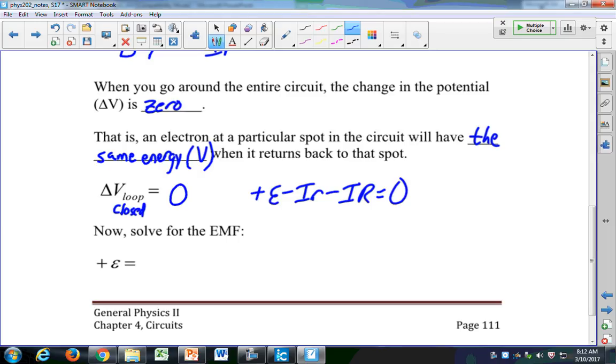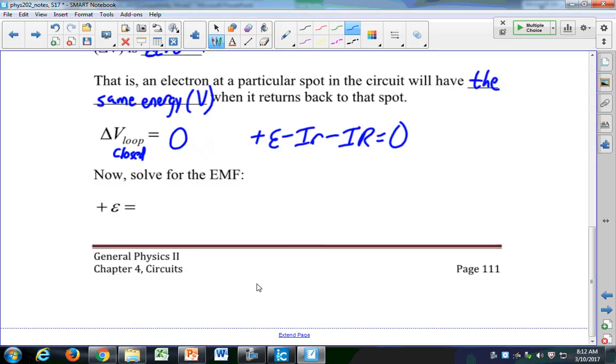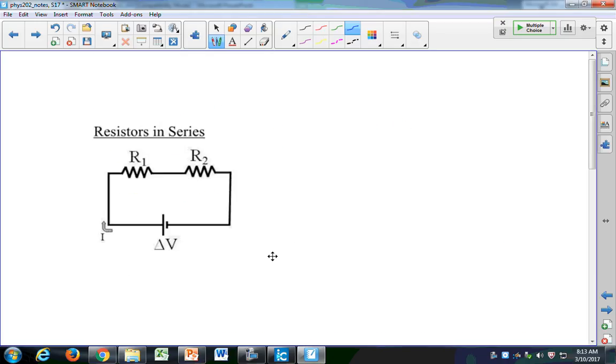If you did the Wheatstone bridge, you saw the loop rule. In my lab, we skipped Wheatstone because we did something else. But if you did the Wheatstone bridge in lab, you saw the loop rule. And then we'd solve for the EMF. The EMF in this case then would be IR plus IR.